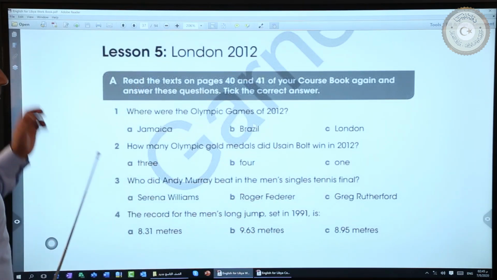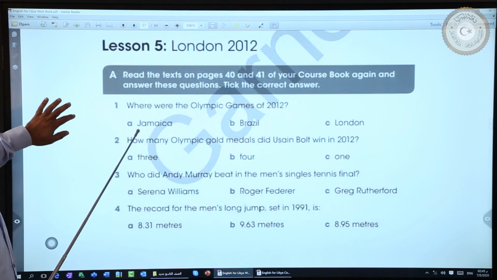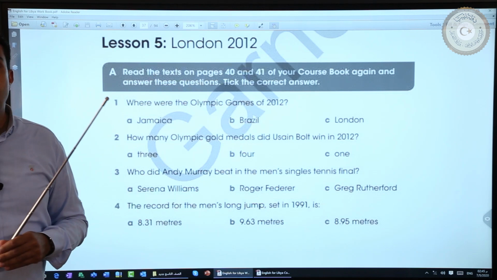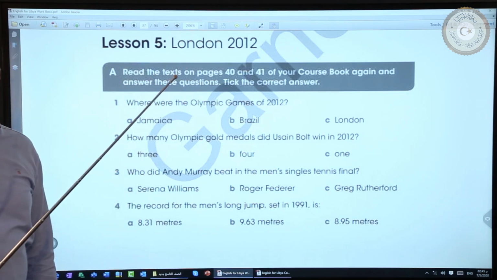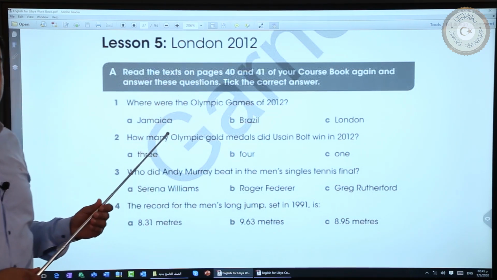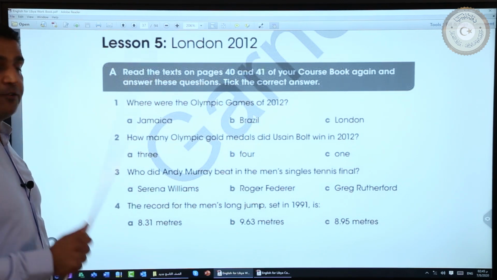خلينا نشوف مع بعض كتاب الواجب. Okay? To answer the exercise in here. Page 36, please. Open your book on page 36. Lesson 5, London 2012. Okay? Okay. Ready? 1 2 3.